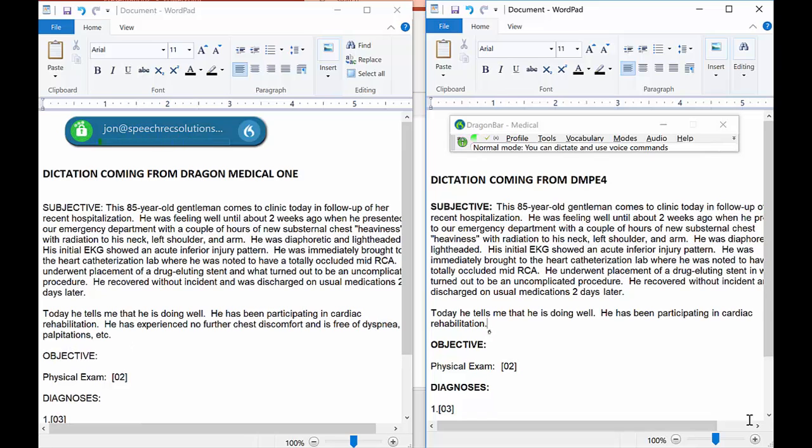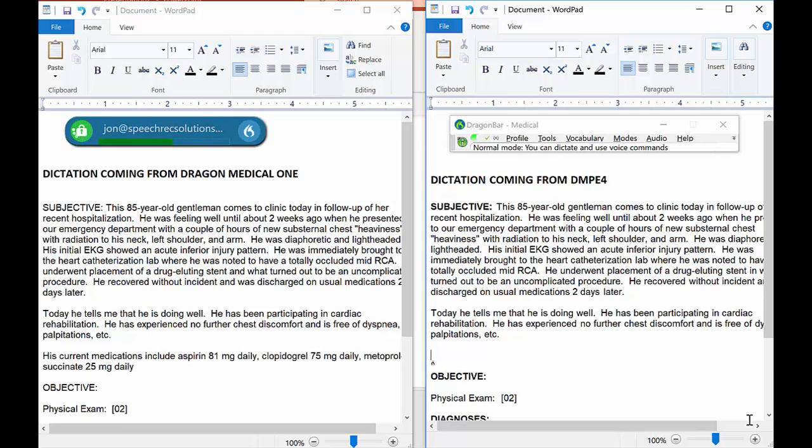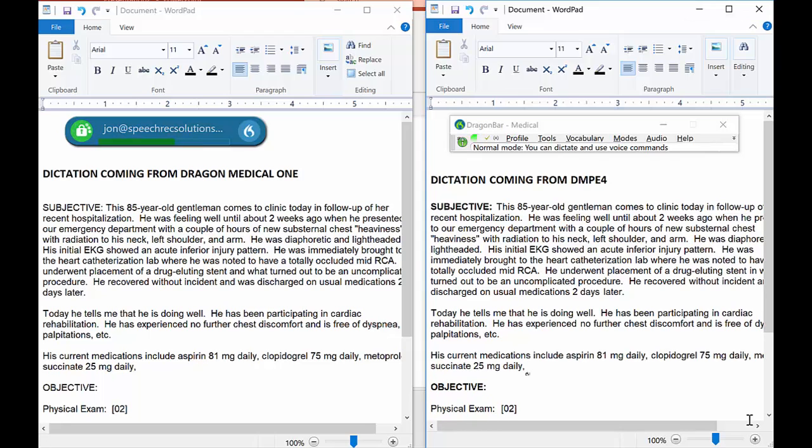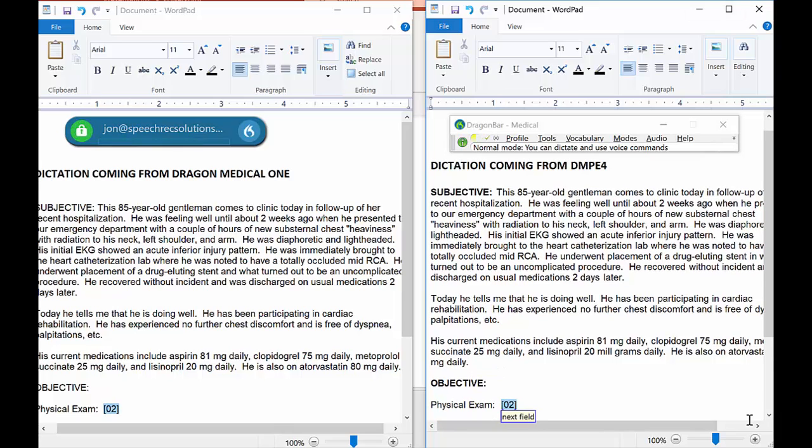New paragraph. His current medications include aspirin, 81 milligrams daily, comma, clopidogrel, 75 milligrams daily, comma, metoprolol succinate, 25 milligrams daily, comma, and lisinopril, 20 milligrams daily, period. He is also on atorvastatin, 80 milligrams daily, period. Next field. On physical examination today, he appeared in no acute distress, period.